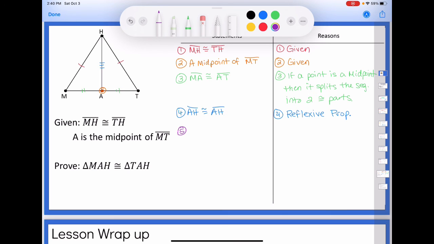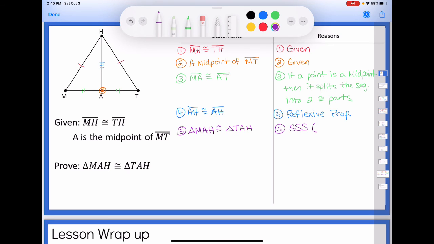So I can then say triangle MAH, and I'll notice MAH goes green side to blue side, is congruent to triangle TAH, and that also goes green side to blue side. So our order is okay. And the reason is side, side, side.